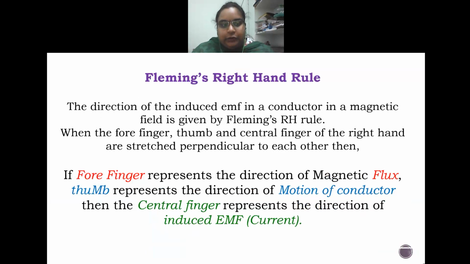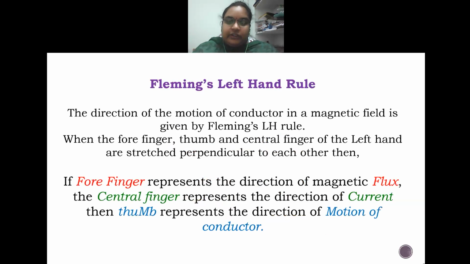Next is Fleming's right hand rule. Here, the direction of the induced EMF in a conductor can be found using Fleming's right hand rule. The forefinger represents the magnetic flux, the thumb represents the direction of motion of the conductor, and the central finger represents the direction of the induced EMF or current. This rule is used for generators. And then we have Fleming's left hand rule.